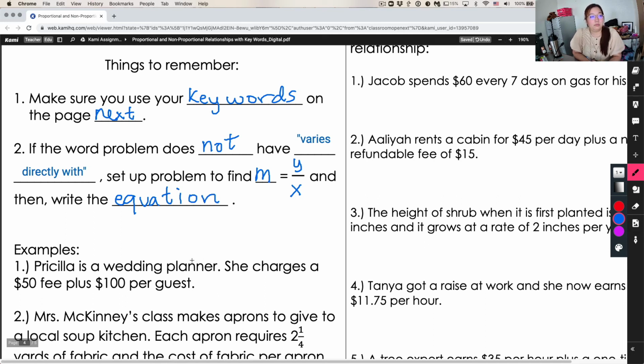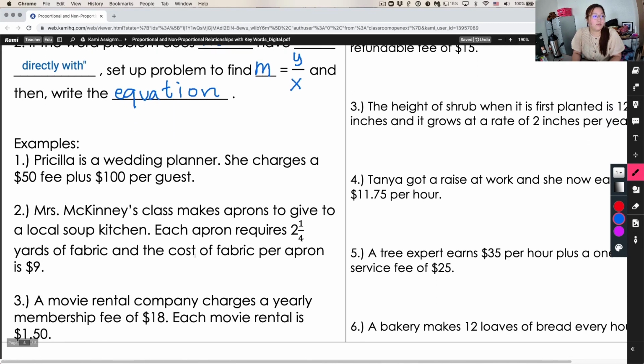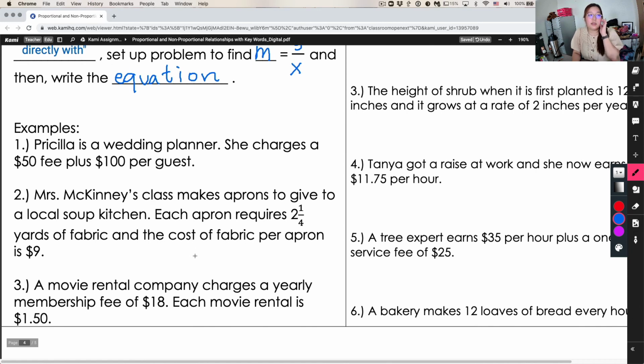Okay? So here are some examples. Priscilla is a wedding planner. She charges a $50 fee plus $100 per guest. So this is where annotating gets very important.